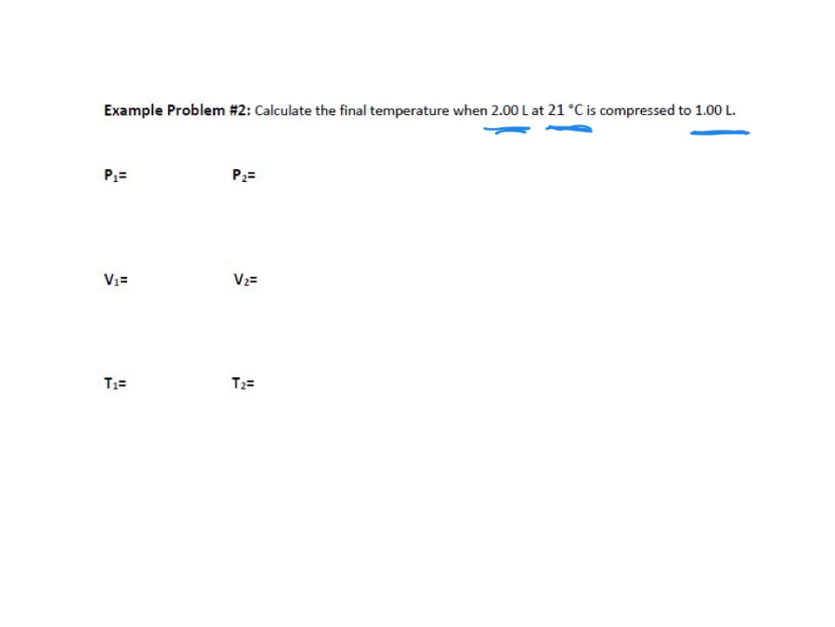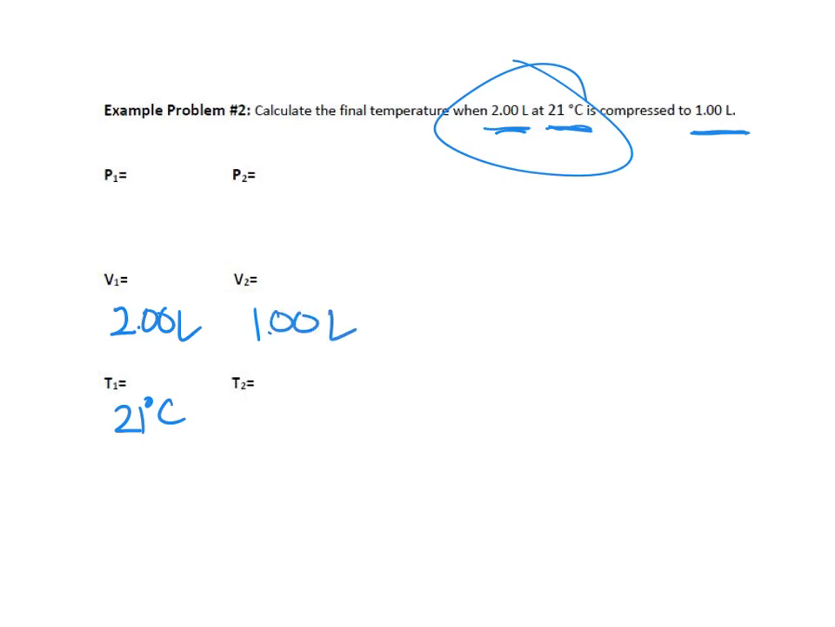So 2 liters. Liters, that's a volume, so I'm going to put that as my initial volume of 2.0 liters. And then it says 21 Celsius, so I'll put that in my initial temperature. And it's then compressed. So after we have this initial set of conditions, it's compressed and it's now 1 liter. So they took whatever container and shrunk it in half. And so calculate the final temperature.